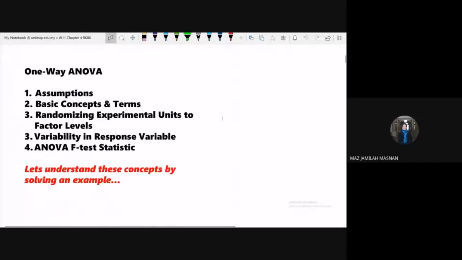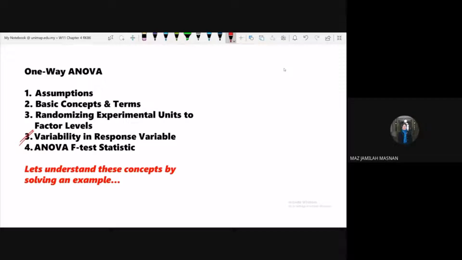Okay, so this example will cover all about the assumptions, basic concepts and terms, and randomizing experimental units to factor levels. But this one I'm not going to touch further because it will be very simple. The one that will be very important is this one. This is the reason why we have ANOVA, and it is because of this.